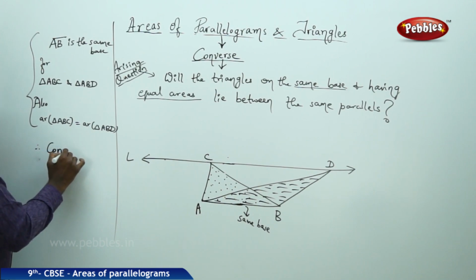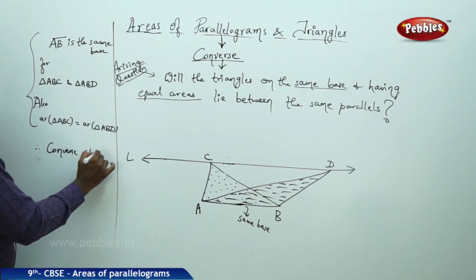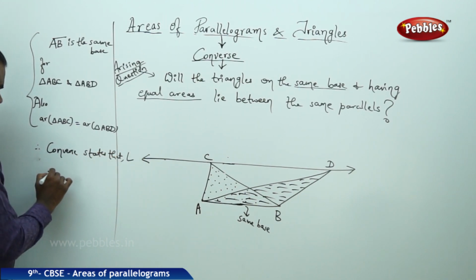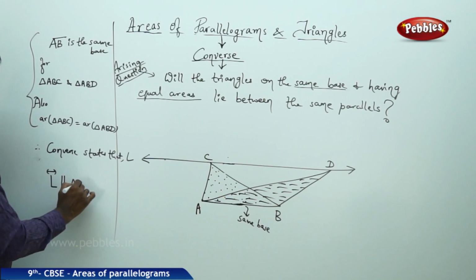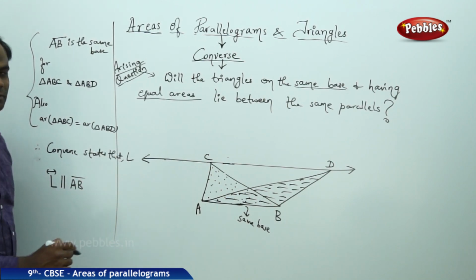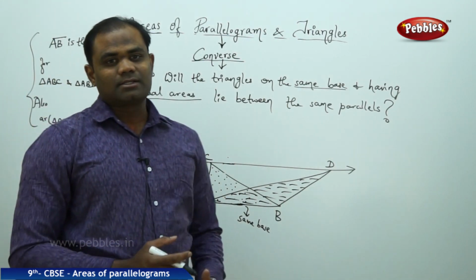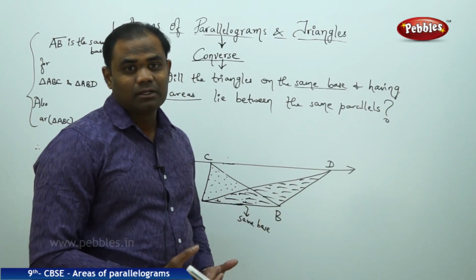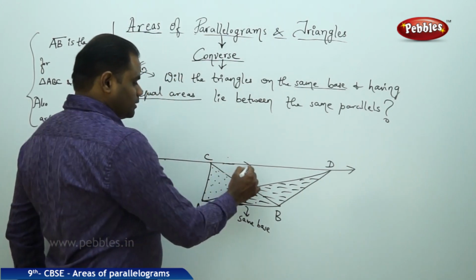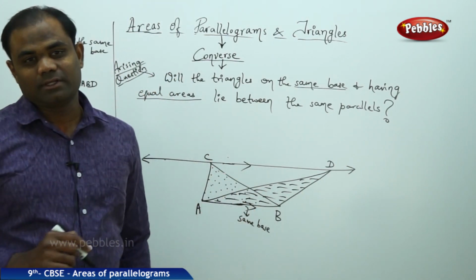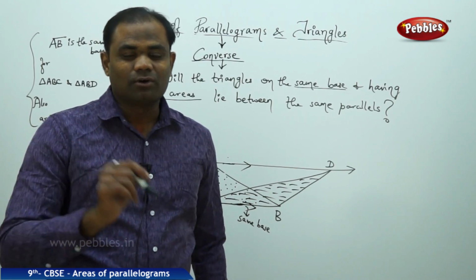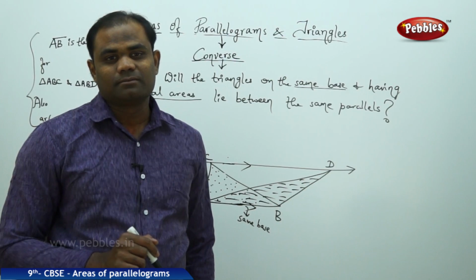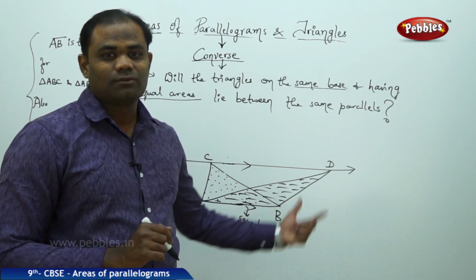Therefore, the converse states that L must be parallel to AB. So if the two triangles are on the same base and have equal area, they must lie between two parallel lines, is what the converse says. So the converse of the same base theorem is true to its justification. The converse holds for the same base theorem.